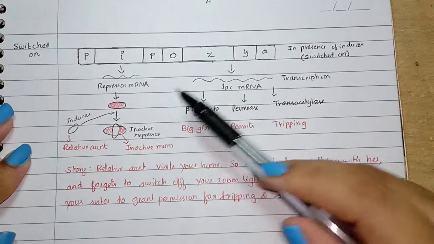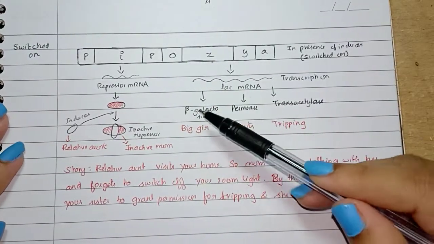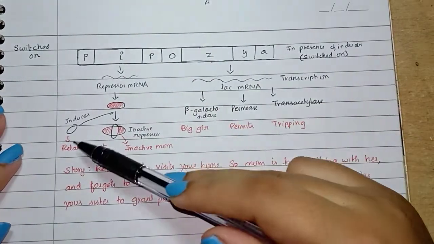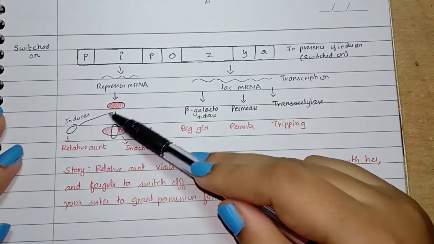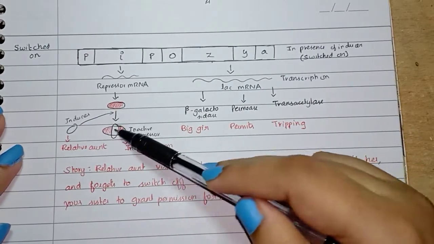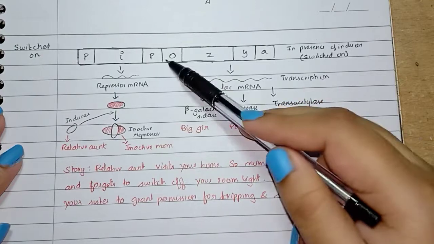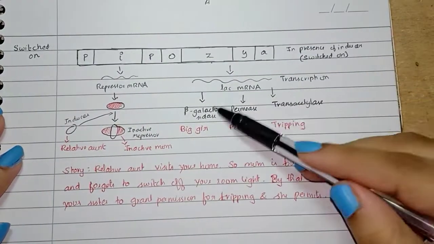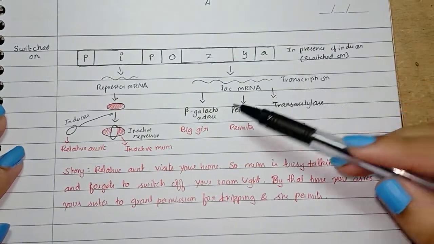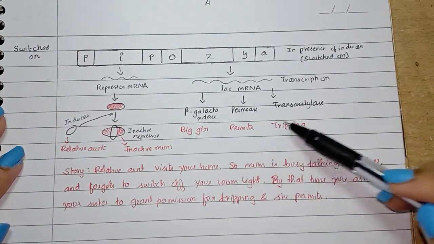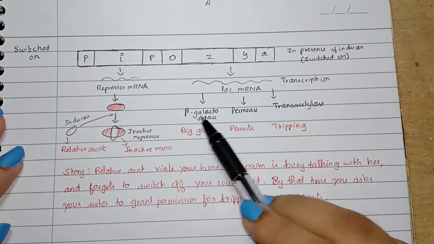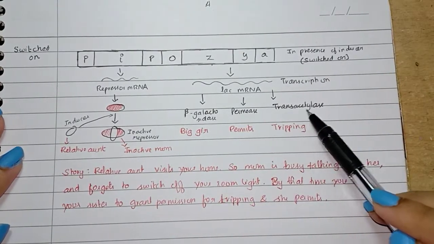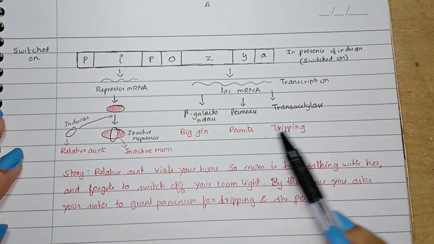The next one is switched on condition. In this, what happens is when your mom comes to off the switch, there will be a relative aunt. She comes and talks to your mom. And what happened? Your mom is not offing the switch now because she is busy talking with your relative aunt. And now you ask your sister if you can go for a tripping, and big girl permits tripping. That is big girl, that is beta galactosidase, permits, that is permease, tripping, that is transacetylase. So big girl permits tripping.